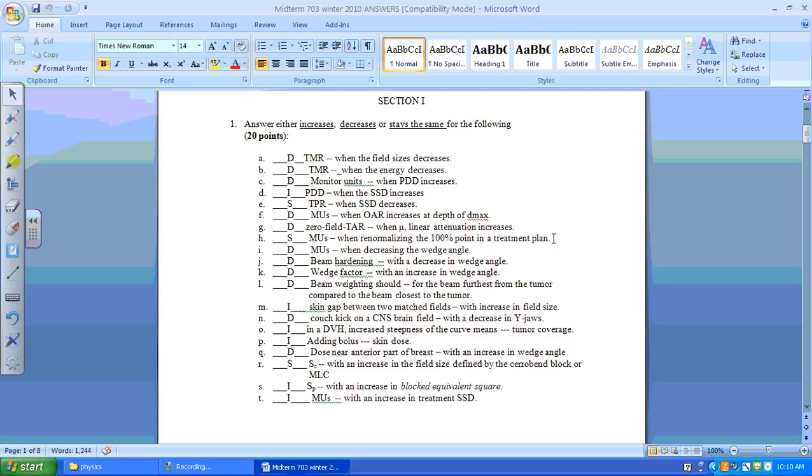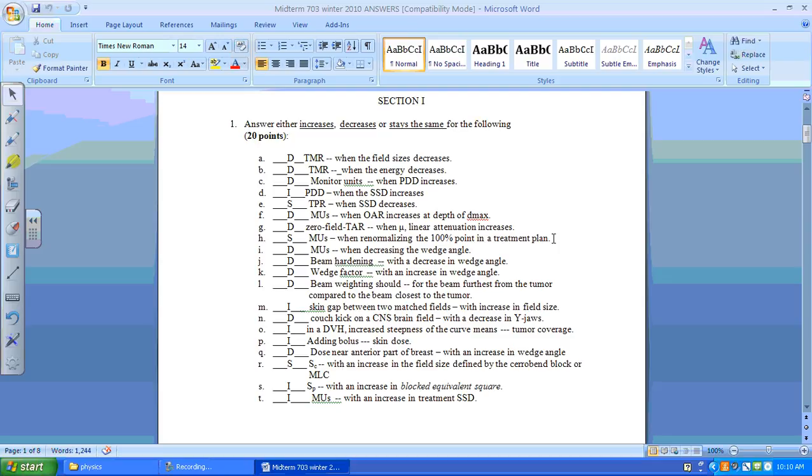That makes sense. Beam hardening decreases when you decrease wedge angle. Again, there's less metal in the way. Wedge factor decreases with an increase in wedge angle. So as you go from a 45 to a 60, you expect your wedge factor to drop. Beam weighting should be okay. Beam weighting should always be less for the beam furthest from the tumor.